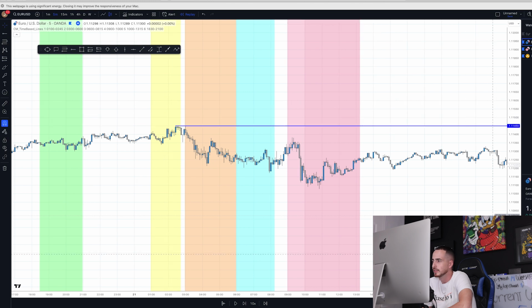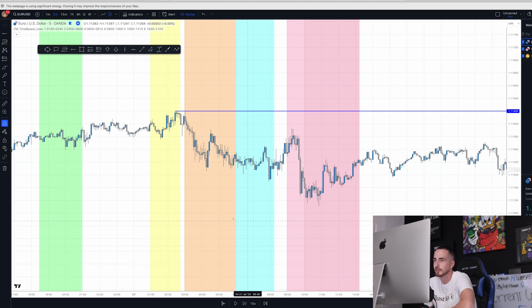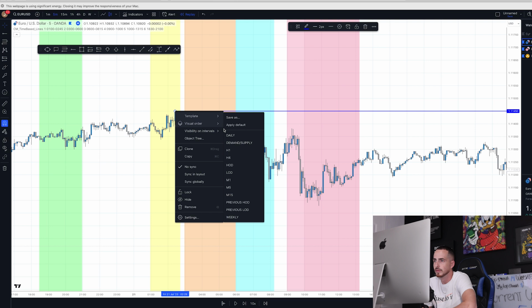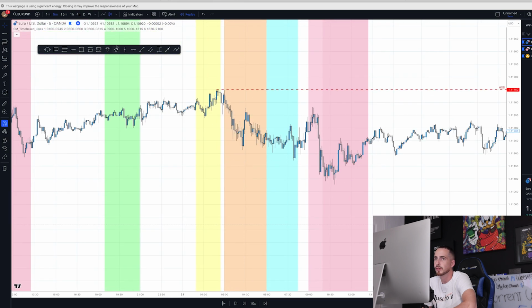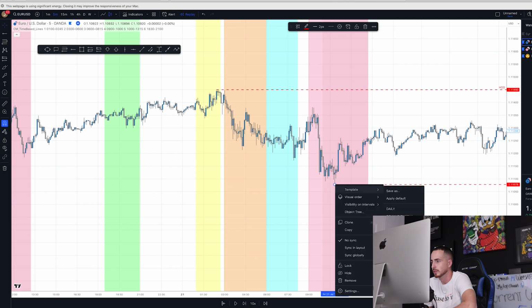And the rule for this is it has to be the highest and lowest point between Frankfurt to New York session. So this is the high of day right here. M5, we'll mark this right here. High of day. And then now we're going to mark the low of day. So it's the lowest point between Frankfurt and New York session, which is this area right here.